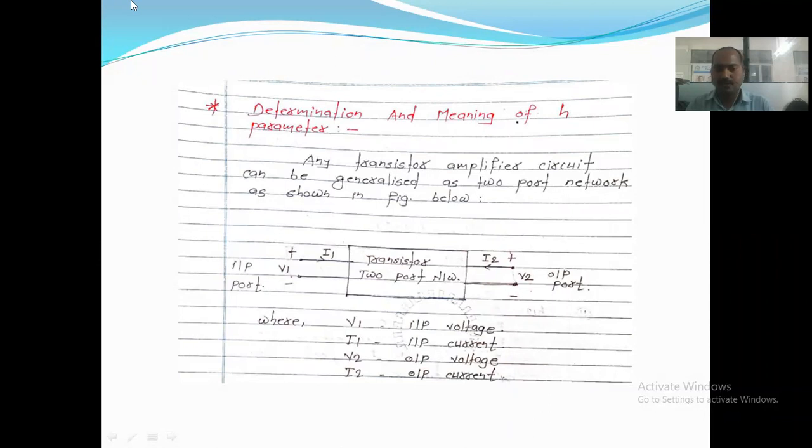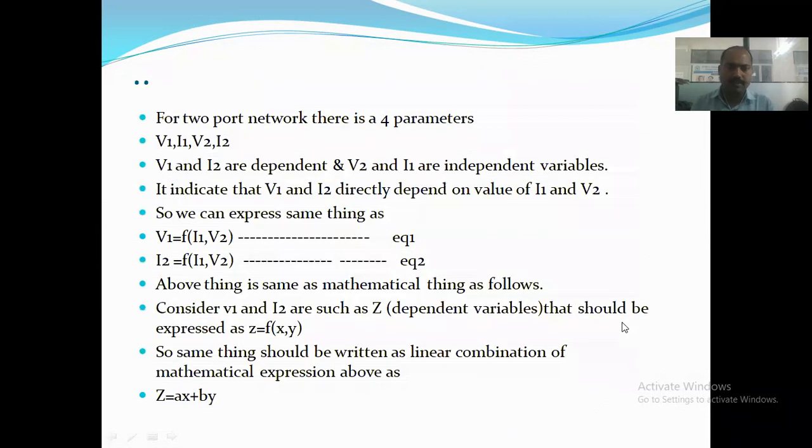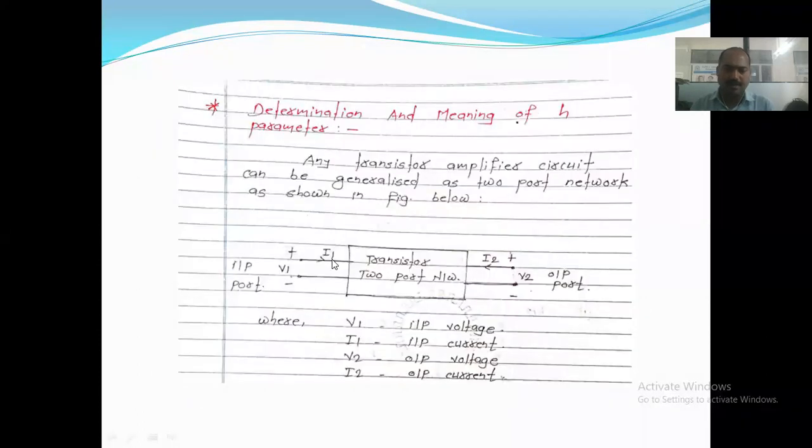Yes, sir. Okay, right. So we have to know that V1 is the input voltage, I1 is the input current, I2 is the output current, and V2 is the output voltage, right? In the case of a two-port network, there are four things we discuss: V1, I1, I2, V2. These four quantities are used for the purpose of a two-port network, right?